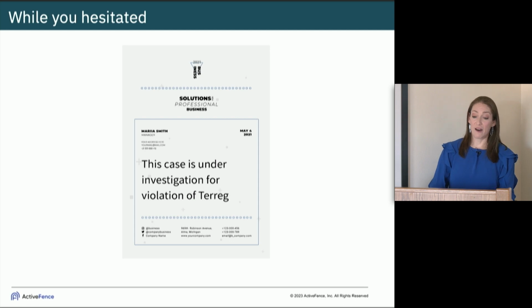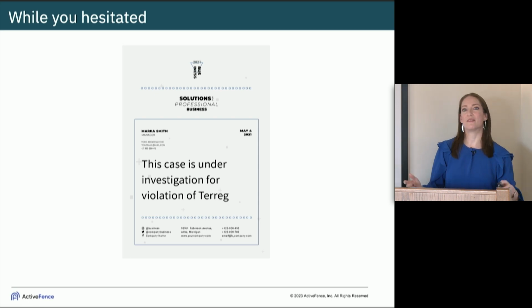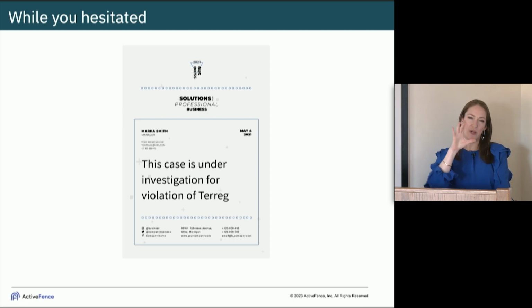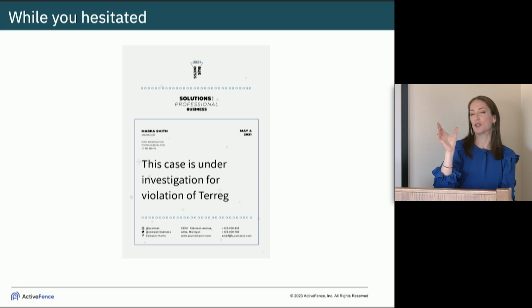Or you can be found not compliant with some laws that say that you cannot spread terrorist content online. For example, the TERREG, the EU regulation about dissemination of terrorist content. So all of this happened because it took us too much time between the detection of harmful content and the enforcement.